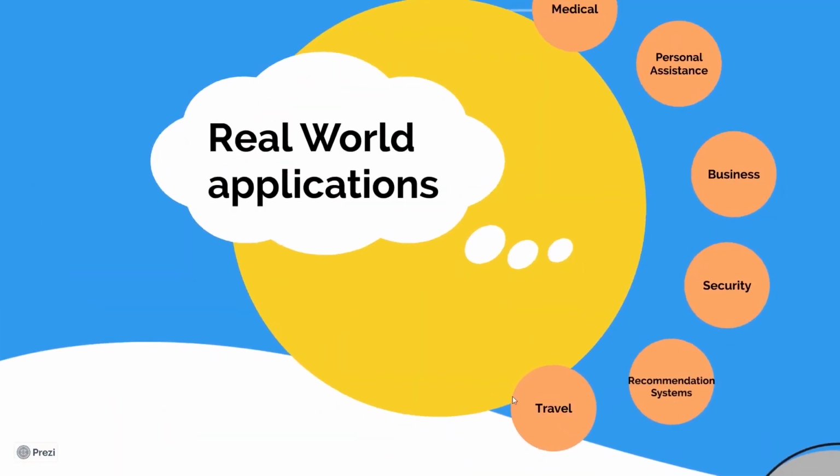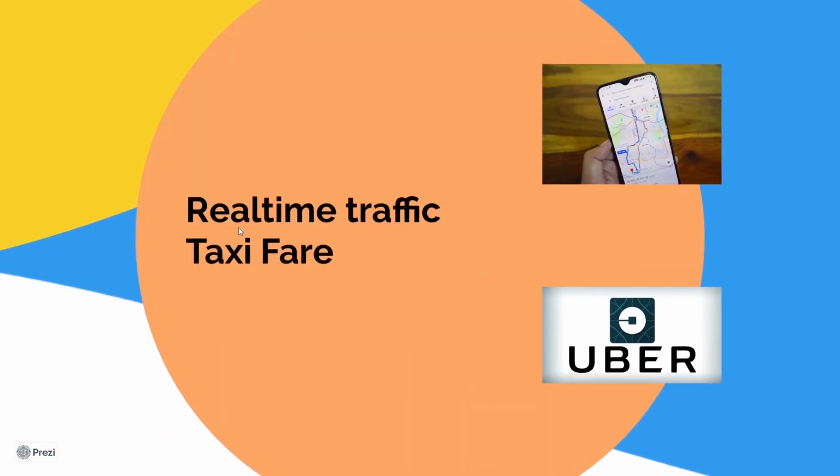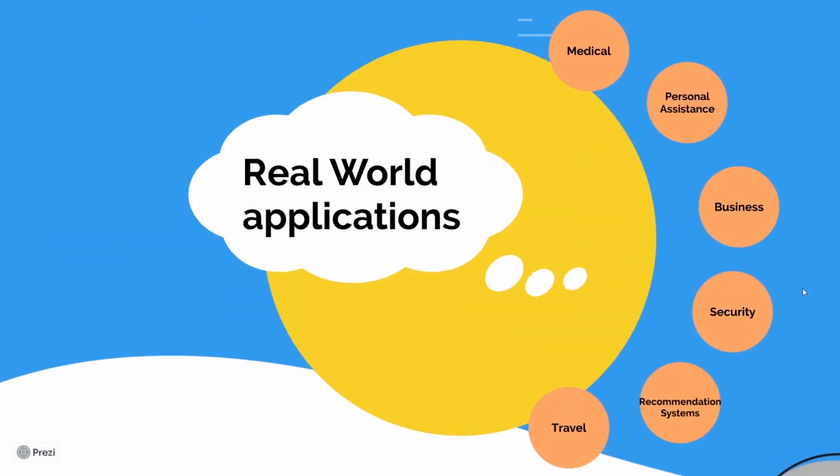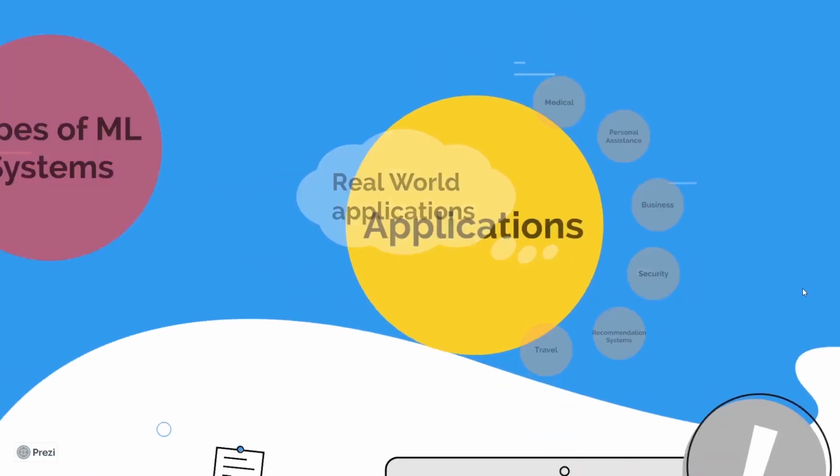And during our travel, we use Google Maps, where real-time traffic is calculated by a machine learning algorithm. Even the taxi fare is calculated by a machine learning algorithm. So you are surrounded by machine learning algorithms almost everywhere.